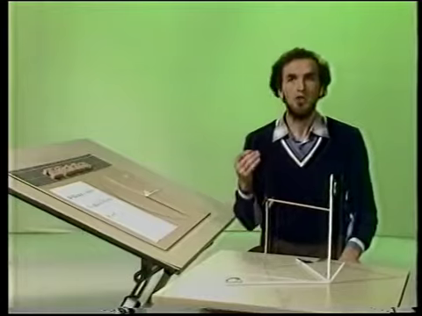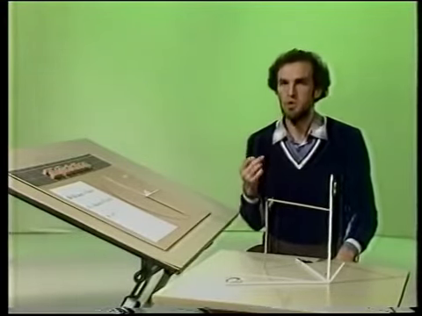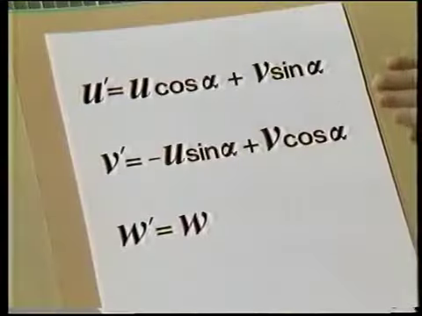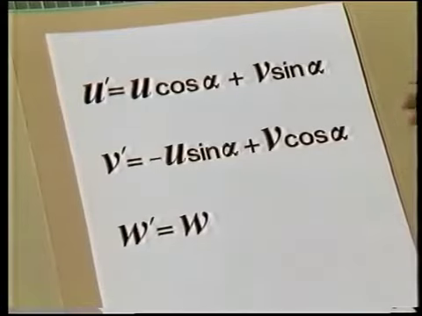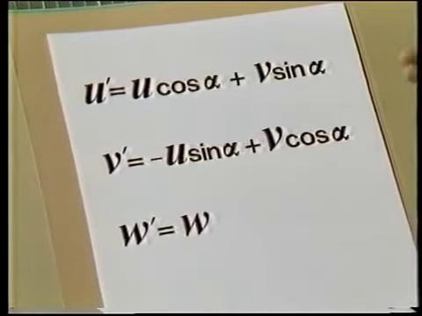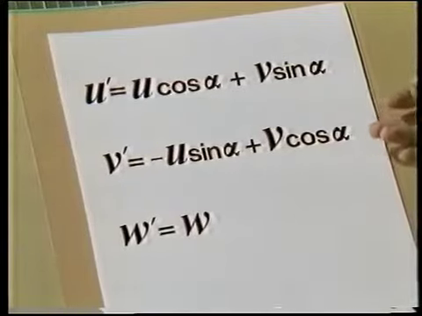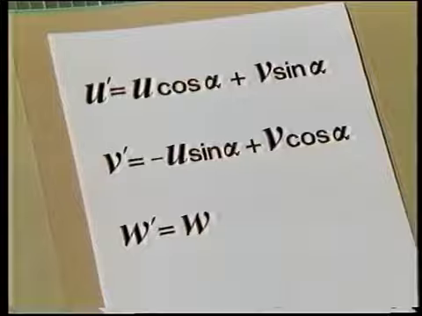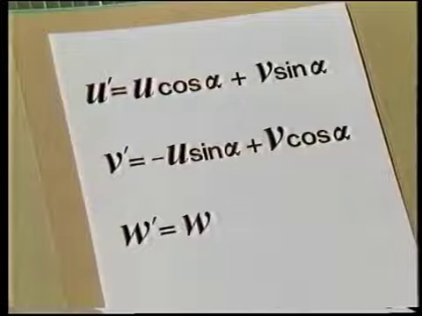So now we have three equations which tell us the coordinates of the point relative to the new set of axes in terms of the original coordinates and the angle alpha. But these are three equations, and they involve u, v, w, and the angle alpha, all mixed together. There's a simpler and more informative way of writing these equations, and the way to do it is to use matrices.